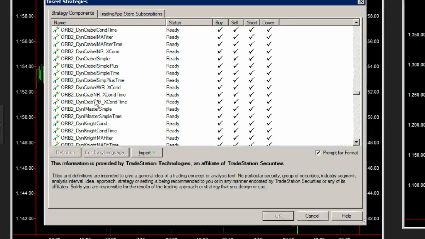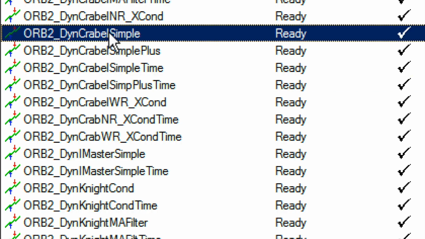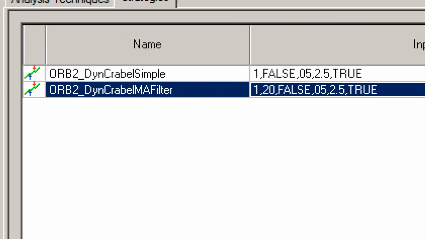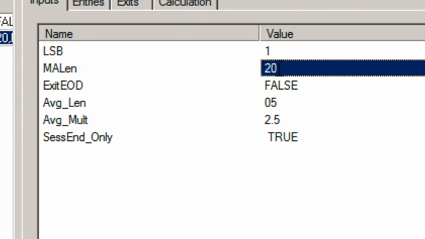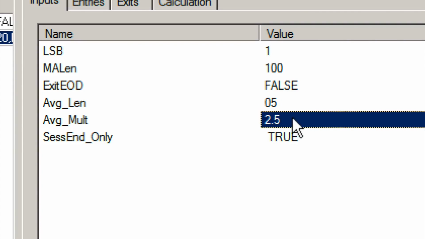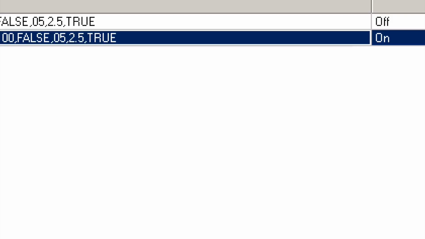We were looking at the ORB2 Crabel simple, but we can also add a simple moving average to that as well. So dynamic Crabel moving average filter. Go look at the inputs, and MA is the length of our moving average. So we can put a 50 in there. Let's put 100 and leave everything else default.